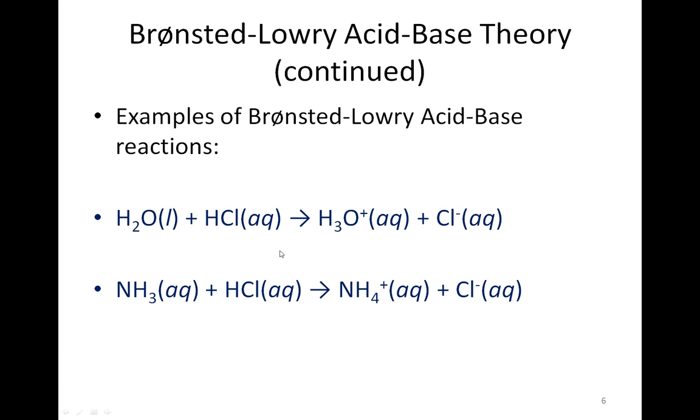So here's an example of a Bronsted-Lowry acid-base reaction. In the first one, we have water plus HCl making hydronium ion plus chloride ion. Here, HCl is my acid. It's donating a proton to water, which accepts it to form hydronium plus chloride ions. My second example, I've got ammonia plus HCl reacting to form ammonium ion and chloride ion. Here, HCl is again my acid, donating a proton to ammonia, which is my Bronsted-Lowry base, to form NH4+, and then Cl-.